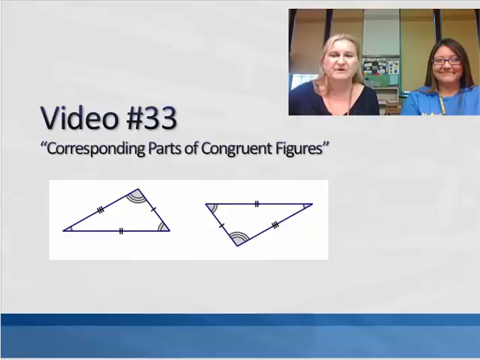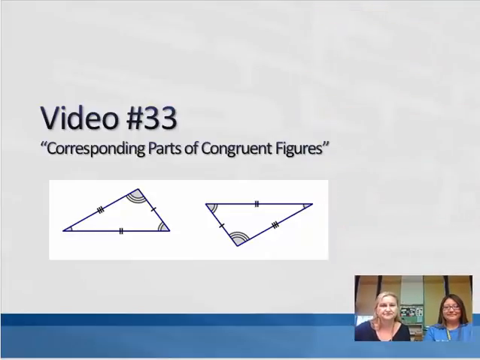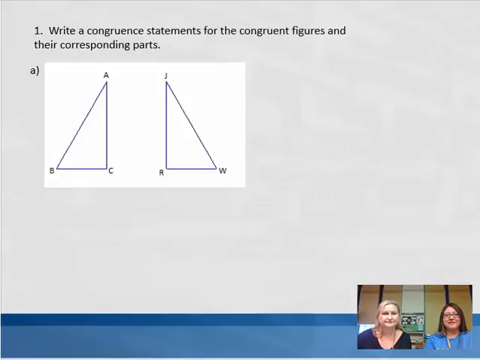So hopefully you guys remember from the past that two figures are congruent if they are exactly the same size and exactly the same shape. So let's take a look at some examples. All right, we'll start with our first slide here. So we want to write a congruent statement for the congruent figures and their corresponding parts.